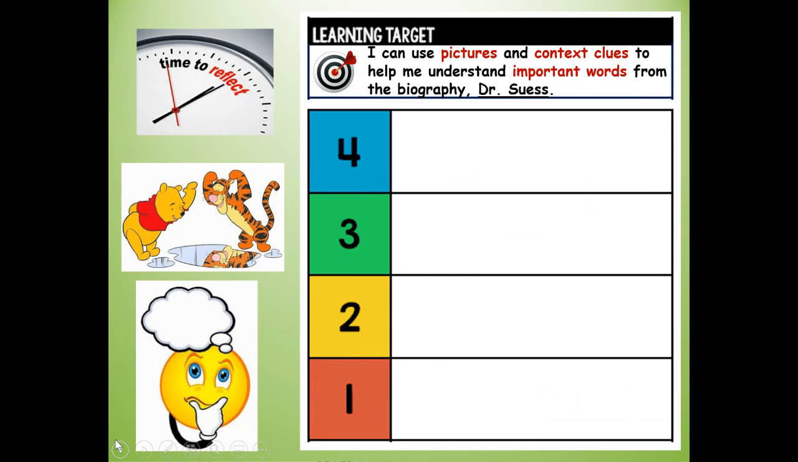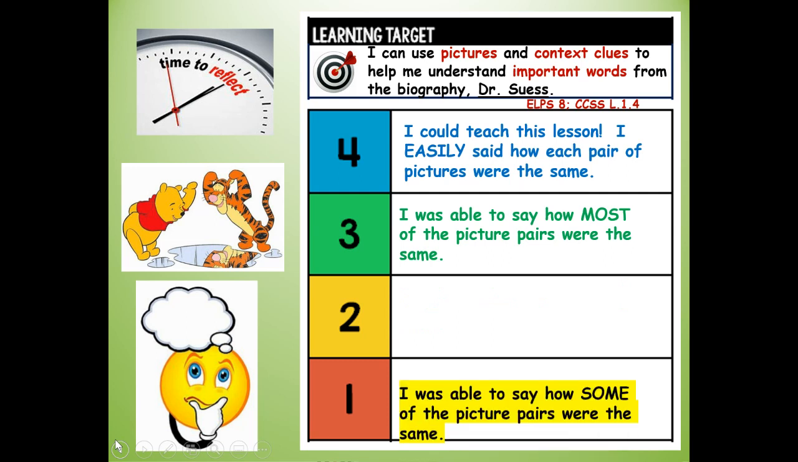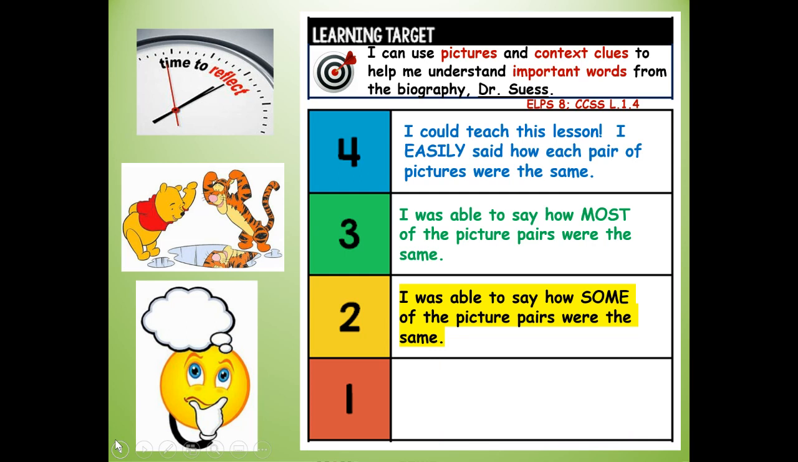So let's reflect on our learning target. What was it? I can use pictures and context clues to help me understand important words from the text or biography Dr. Seuss. Would you give yourself a 4? I could teach this lesson. I easily said how each pair of pictures were the same. Would you give yourself a 3? I was able to say how most of the picture pairs were the same. 2, I was able to say how some of the picture pairs were the same. Or 1, I was not able to say how any of the picture pairs were the same.